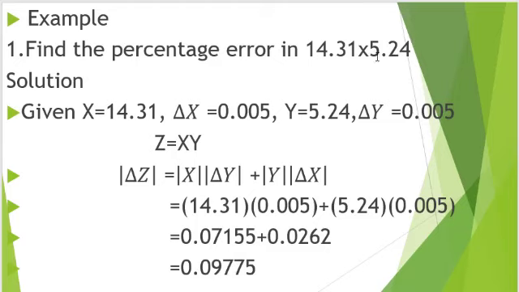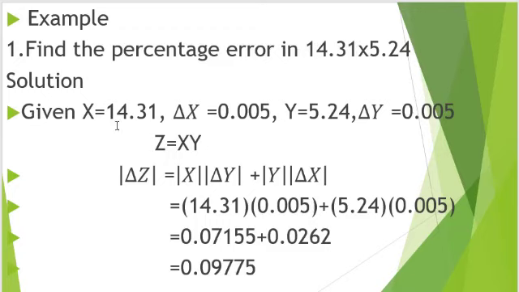Since here we have multiplication, we are going to use xy multiplication. I'm not saying that you should always use xy. Another person can decide to use AB, as we've seen in our previous slides. Now, xy. What is our x? Our x is 14.31. What is our y? Our y is 5.24.